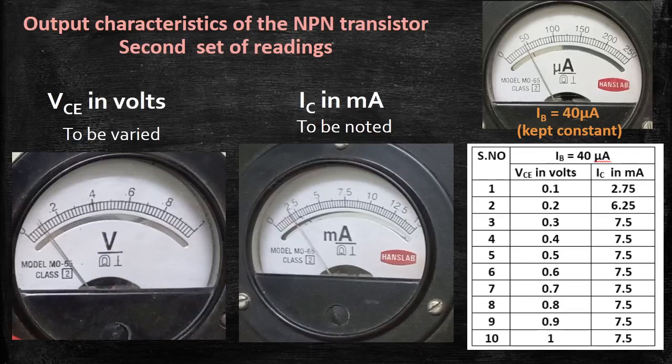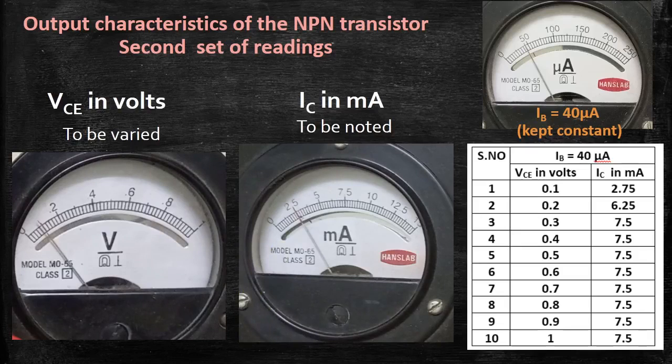Often you check whether the IB is kept exactly at 40 microampere or not. What is the value of VCE? 0.1 volt. IB value is 40 microampere. After that, you take reading in IC. Are you clear? Now note down the reading here. Now the IC value is how much? It is coinciding with the 11th division. 11 into 0.25, 2.75. Are you clear? 2.75 is the IC value.